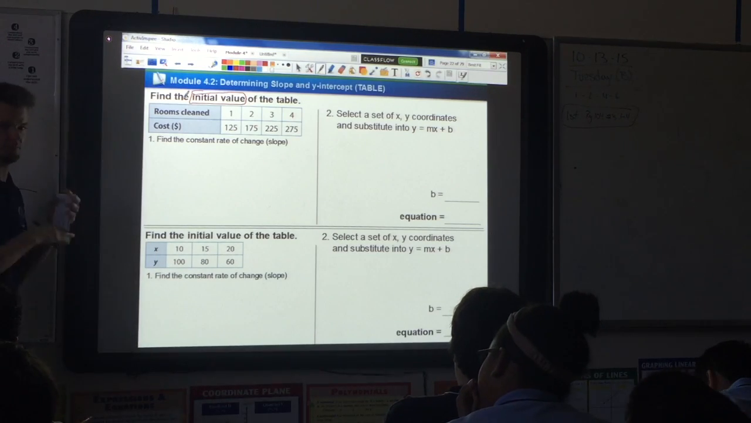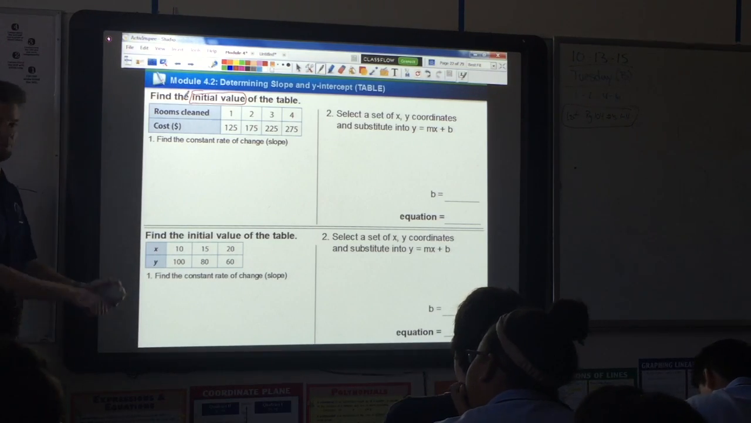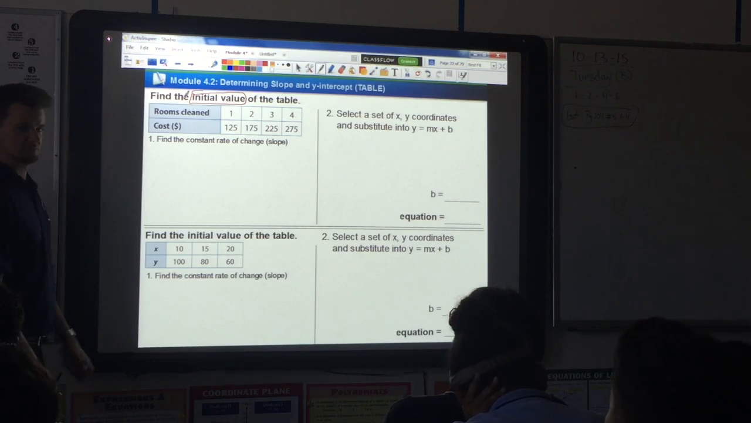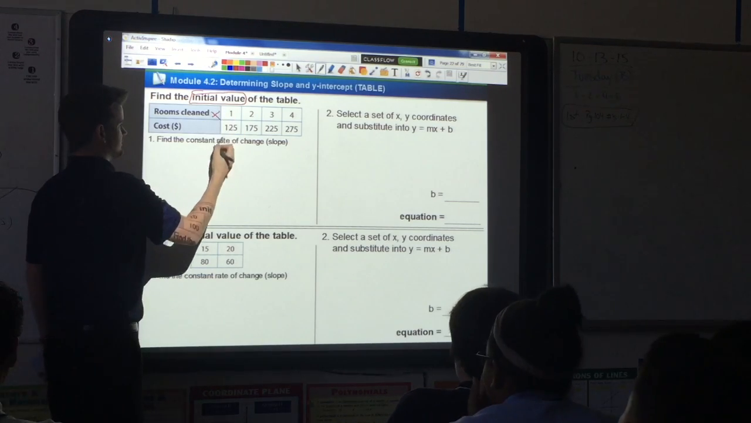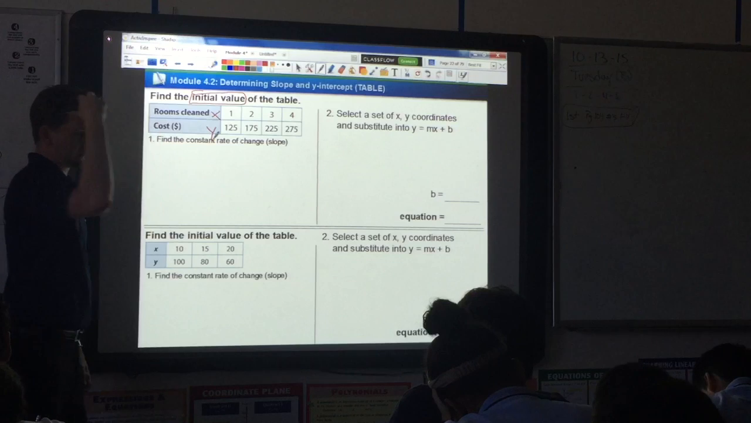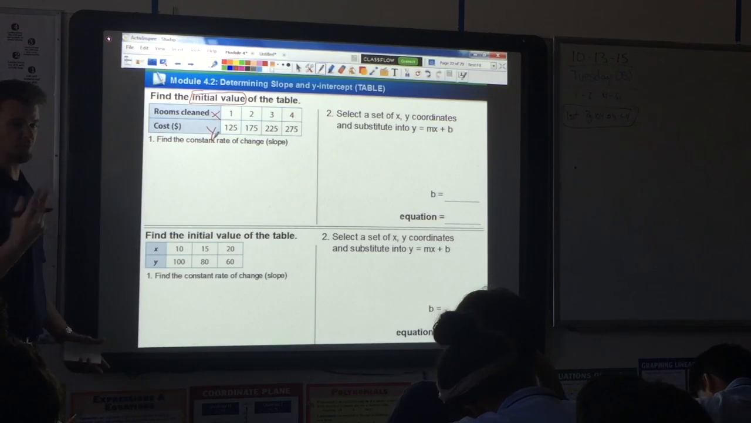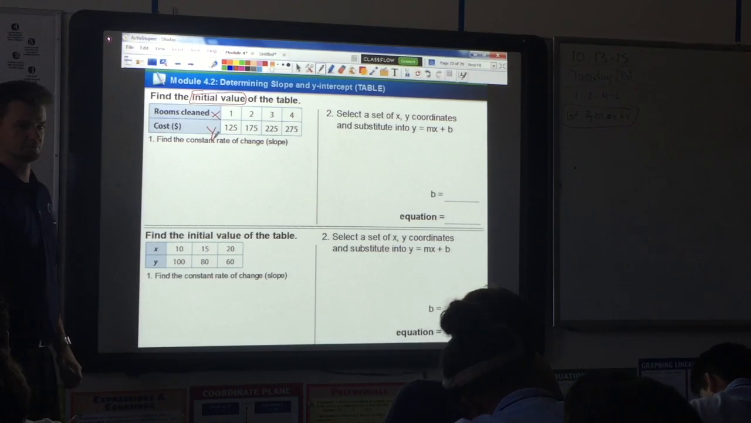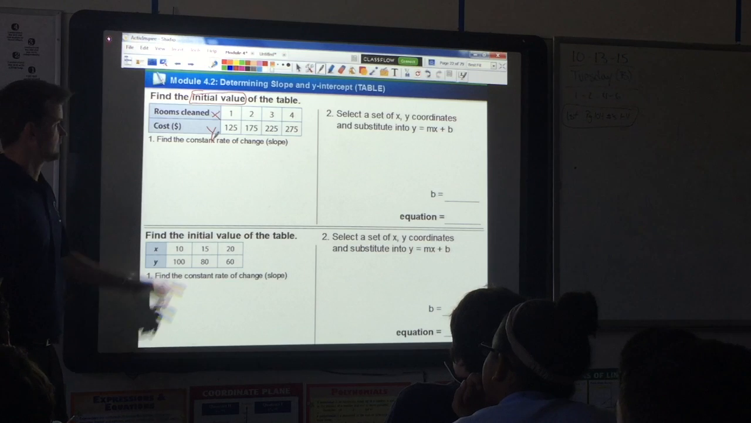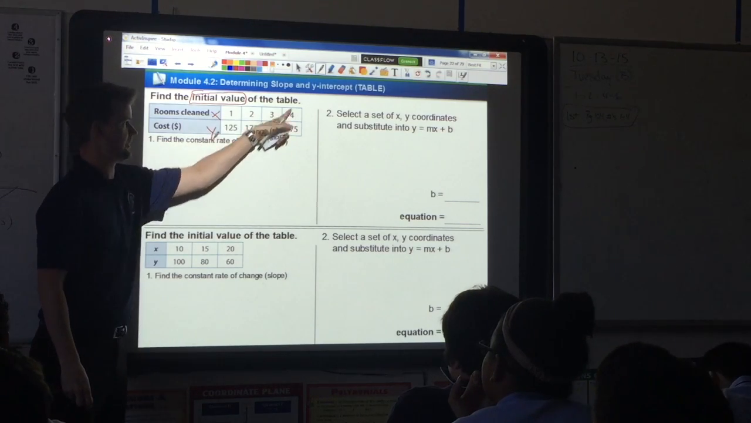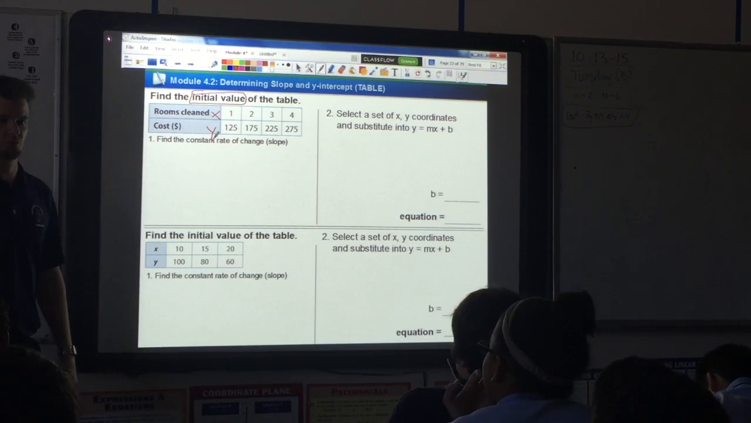We want to find the slope. So, what's the input, what's the output? The input is the room cleaned. Okay, and the output is? Cost. Perfect. So we need to use 2 sets of coordinate pairs. Smaller ones are better. What do you want to use? Any random coordinate pair. You can use any 2 of those to find the slope. What do you want to use?